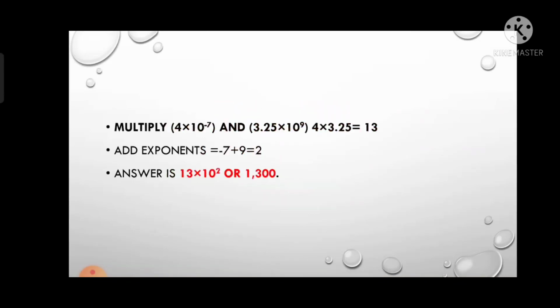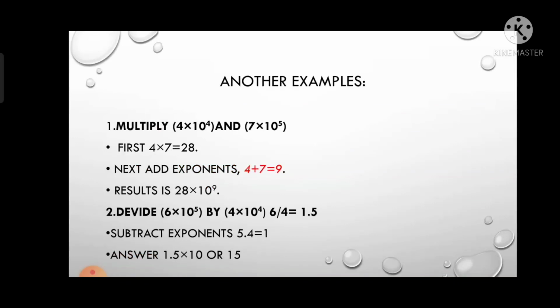So, that's all the examples of scientific notation. It is a basic example that I presented.